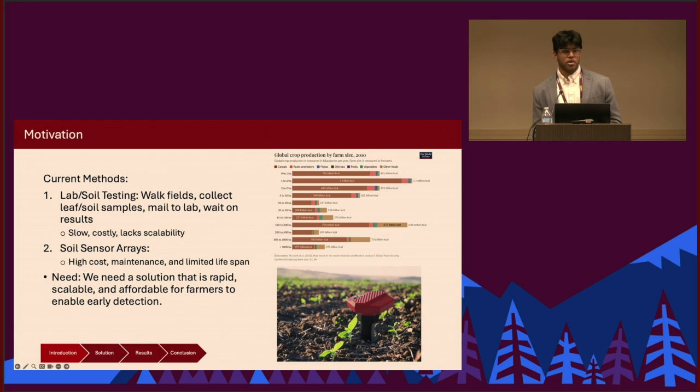This leaves a gap for a solution that can rapidly and periodically check our fields for pests and diseases that is both scalable and affordable to farmers for early detection at the farm level, preventing the spread of crop diseases throughout our supply chain, and reaching the consumer, which may lead to recalls and diseases or illnesses for human customers.